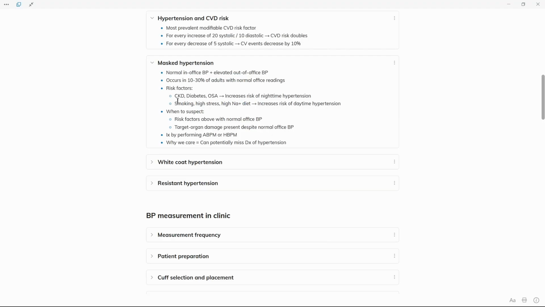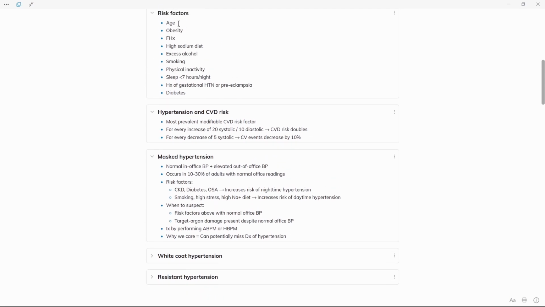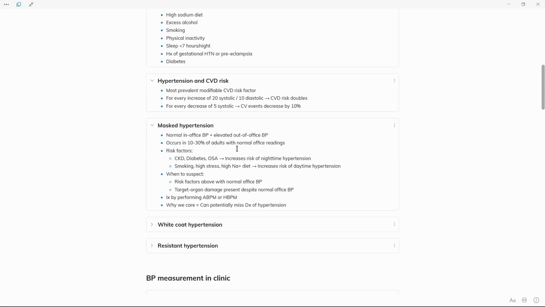And so if you see a patient who has multiple risk factors for hypertension that we covered above, and their blood pressure is normal in the clinic, then you might need to think about, okay, is this because they don't have hypertension, or because they have high blood pressure outside the clinic that you're not picking up on in the clinic? So think about masked hypertension. If you see a patient with multiple risk factors for hypertension, and yet their blood pressure in the clinic is normal. So when do we suspect masked hypertension?